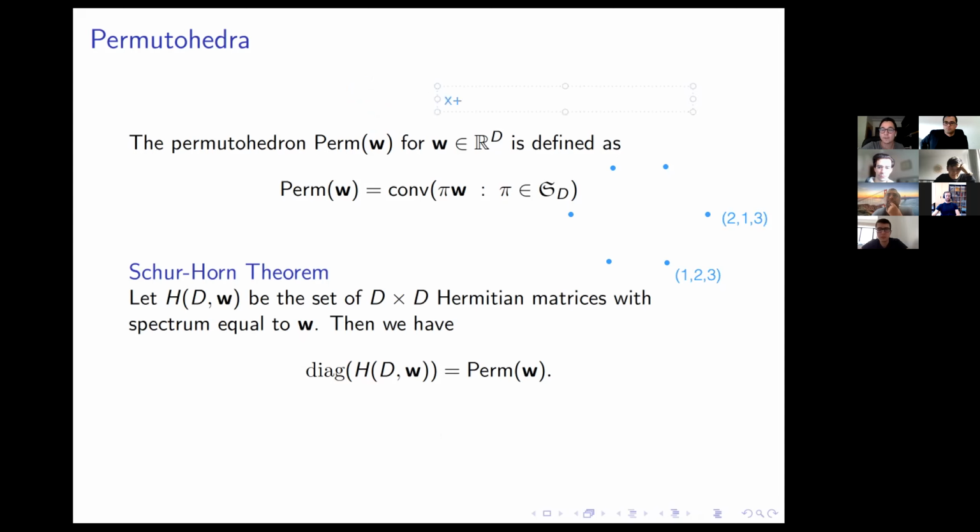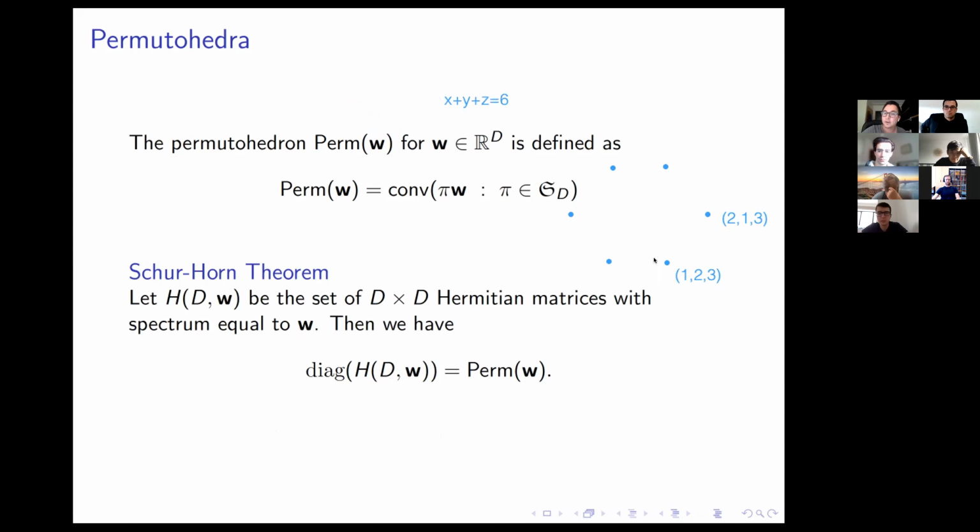They all satisfy the equation x plus y plus z equals 6, right? So they live in R3, but they are not full dimensional. They all live in an affine subspace. And if you plot these 6 points, you will get a hexagon. Okay, makes some sense? Yes, thank you.